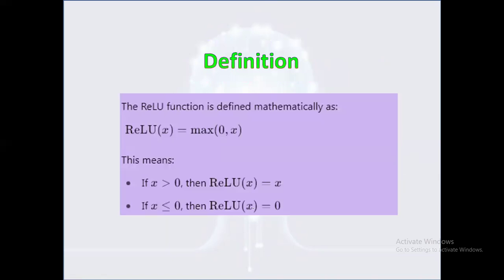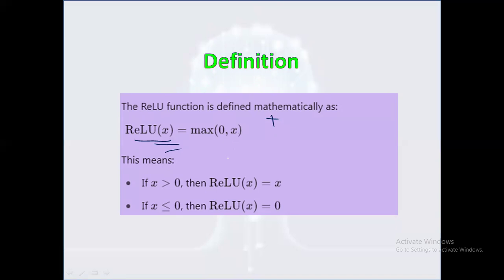If you are taking the definition, the rectified linear unit is a simple yet powerful activation function used in neural networks, as I've said already. Its mathematical expression is given by ReLU of x is equal to max of 0, x, which means it outputs the input value directly if it is positive. Otherwise, its output is 0. This piecewise linear function introduces nonlinearity to the model, enabling neural networks to learn and represent complex patterns.